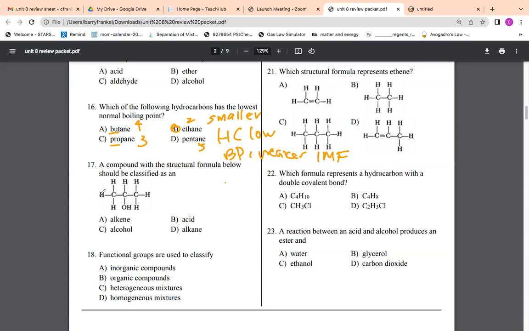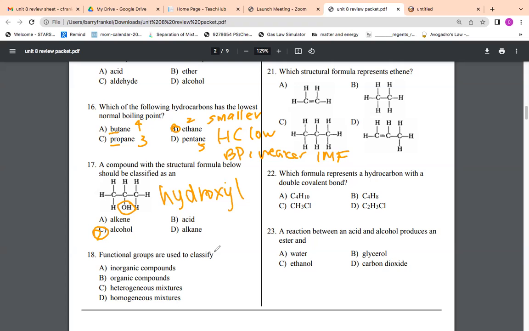All right. Okie dokes. 17. A compound with the structural formula below should be classified as what? So you need to be able to recognize your functional groups. Right here, I see I have a hydroxyl group, or an alcohol group. This makes it an alcohol. Again, that OH is called a hydroxyl. This word is not on the reference table, so please make sure that you know it.